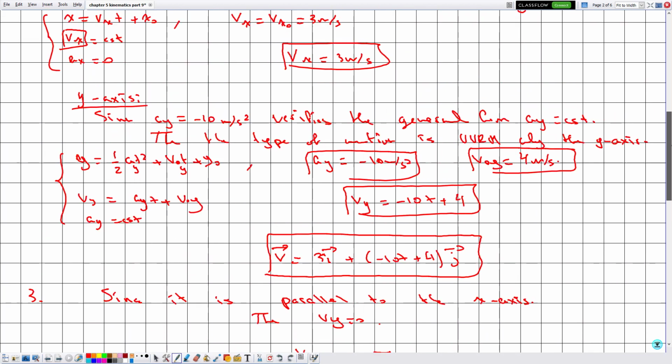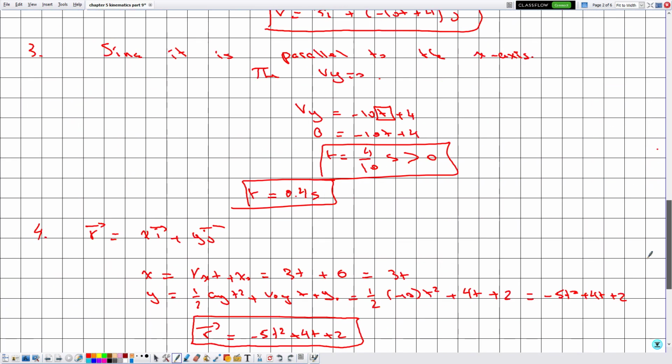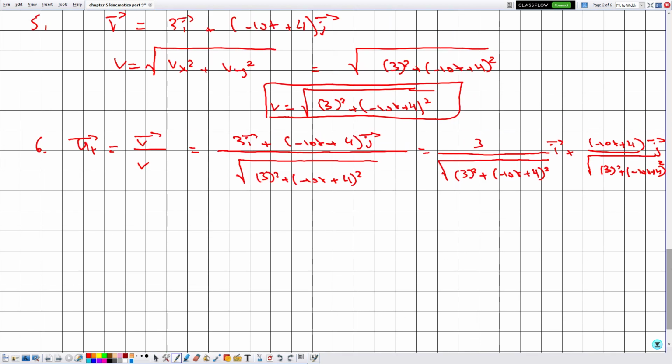So this is the tangential unit vector at an instant t. Then they are telling me to verify that its magnitude is equal to 1. Because it's a tangential unit vector, from its name, unit vector, we expect that its magnitude is given by 1.